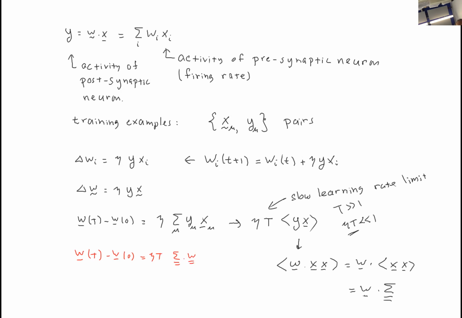Or we can take this, put it underneath, and we get W of t minus W of zero divided by a to t. And we're just going to write this as a derivative. If W doesn't change very much, we can write this as dW d tau equals a sigma dot W, okay? Where tau equals a to t. And remember, because a to t is small, this condition allows us to write this as a derivative, okay?